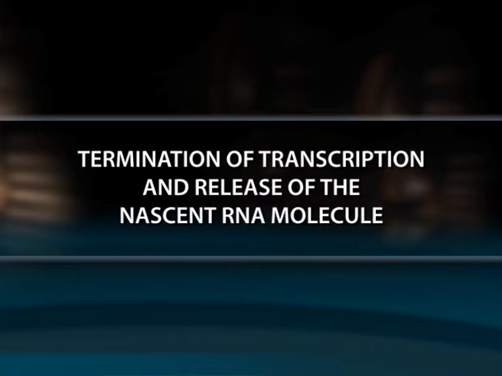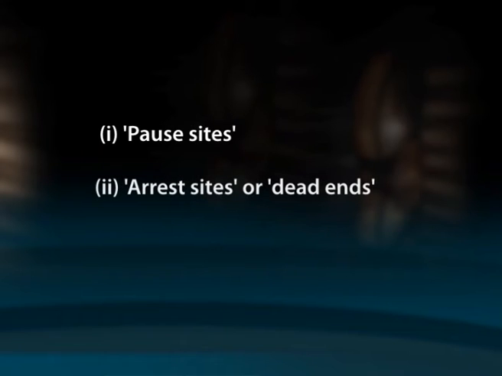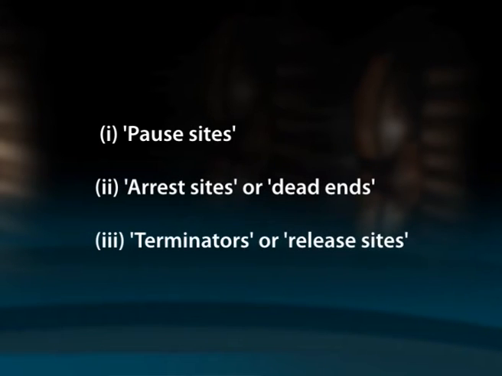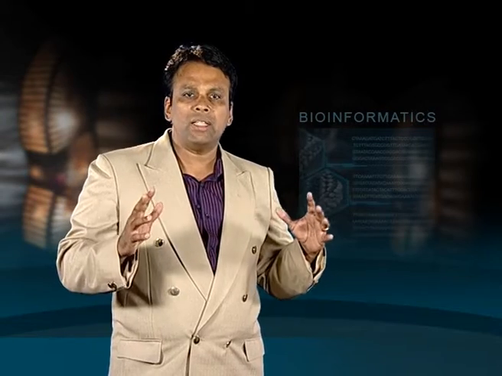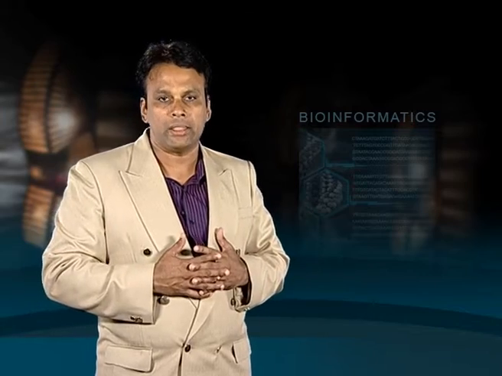Termination of transcription and release of the nascent RNA molecule. The elongation of the transcript may be impeded by: 1. Pause sites, 2. Arrest sites or dead ends, and 3. Terminators or release sites. The pause sites induce a temporary reversible block to nucleotide addition.